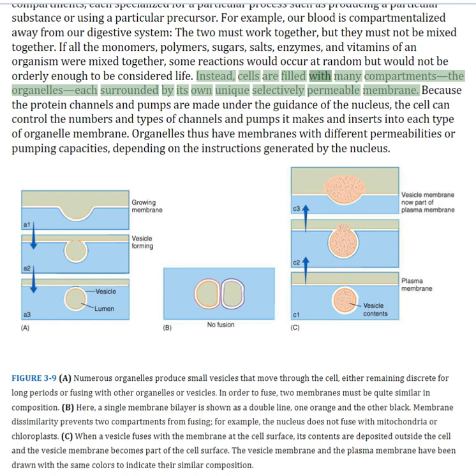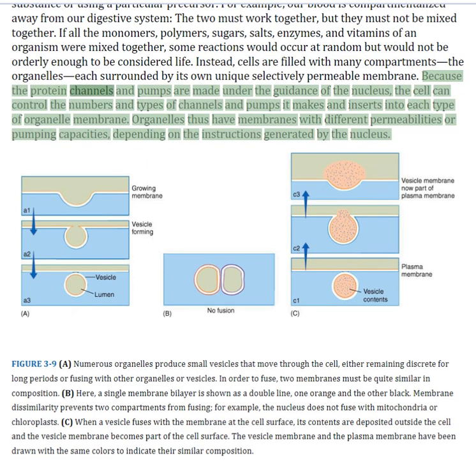Instead, cells are filled with many compartments, the organelles, each surrounded by its own unique selectively permeable membrane. Because the protein channels and pumps are made under the guidance of the nucleus, the cell can control the numbers and types of channels and pumps it makes and inserts into each type of organelle membrane. Organelles thus have membranes with different permeabilities or pumping capacities, depending on the instructions generated by the nucleus.